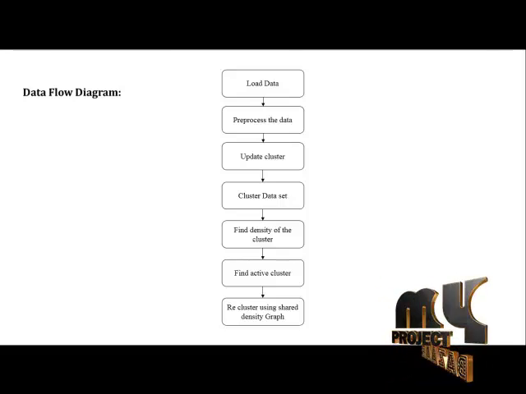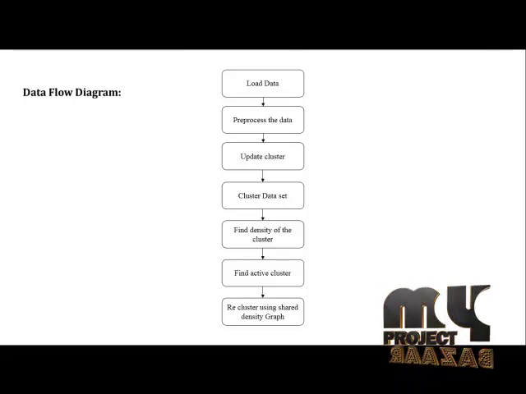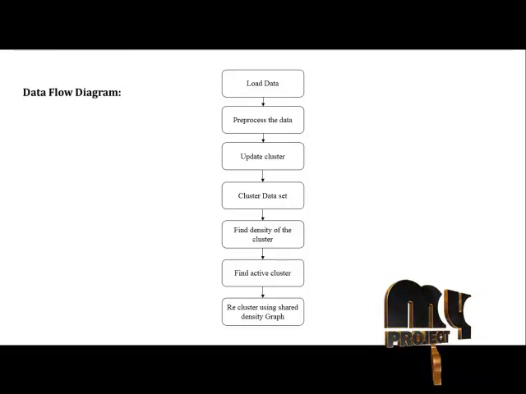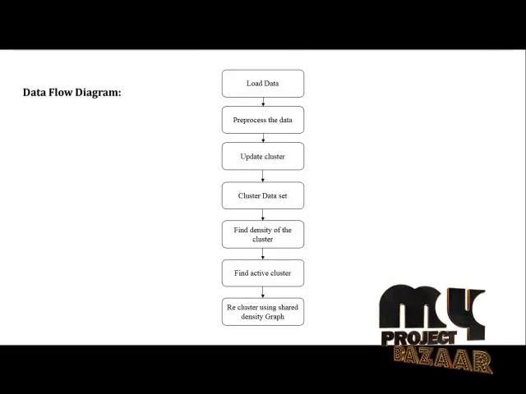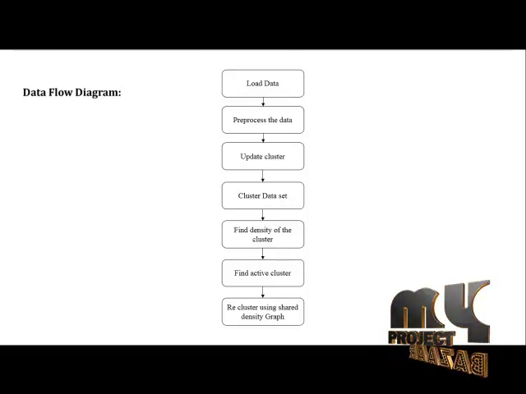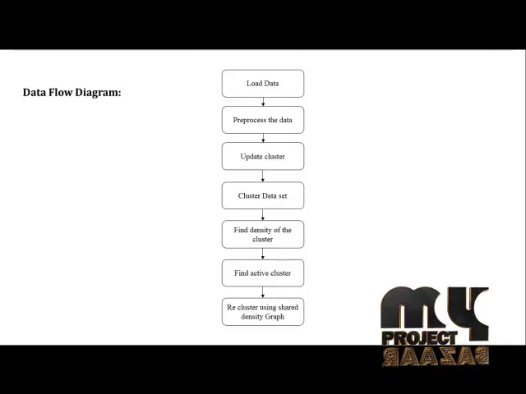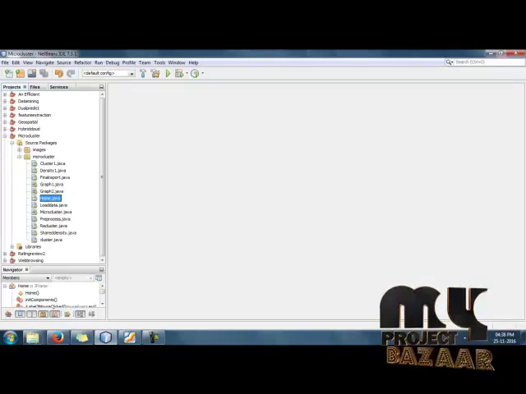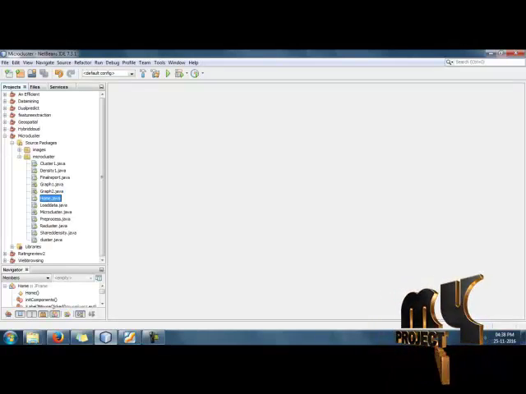If it is not even between the clusters, we have to find the active clusters and the inactive clusters. If inactive clusters are found, we have to recluster based on the shared density graph. After that, we have to get the event graph in the database. Then close the program. Now we have to see the demo of our project.